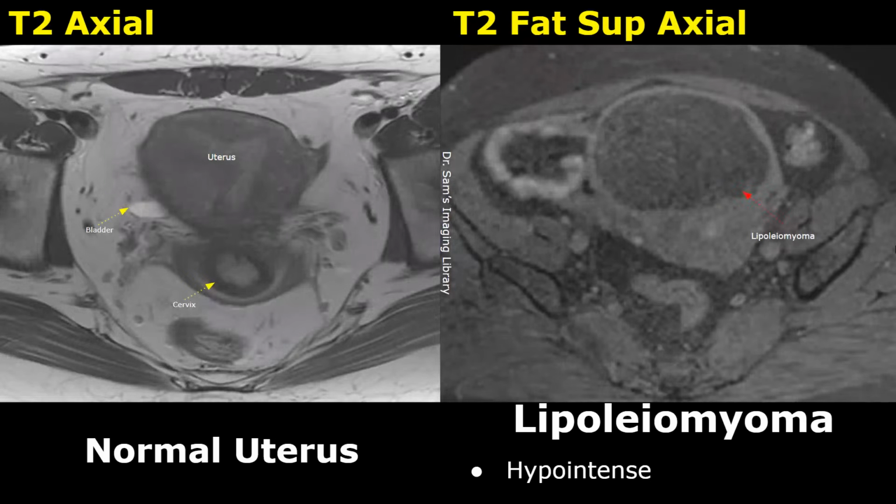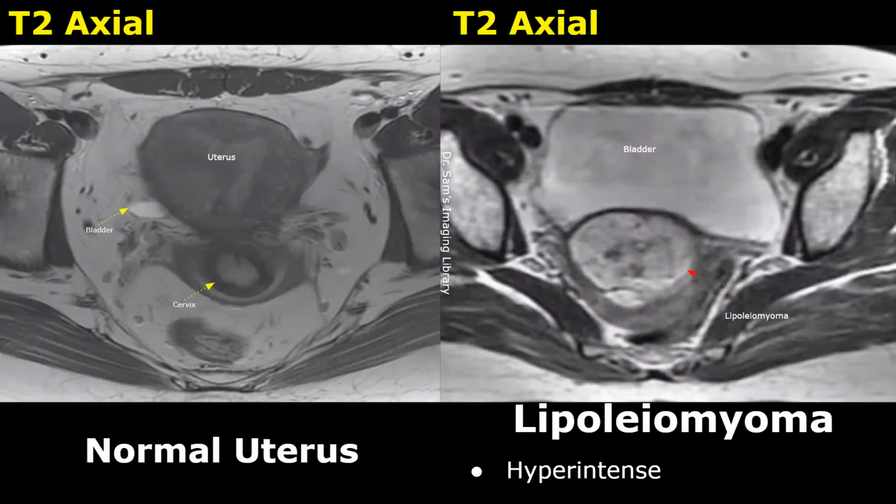This sequence is a T2 fat suppressed sequence. Due to fat suppression, the fibroid has reduced intensity and it appears hypointense. In a simple T2 sequence, the fibroid has a hyperintense appearance.